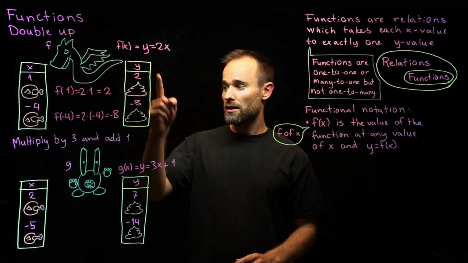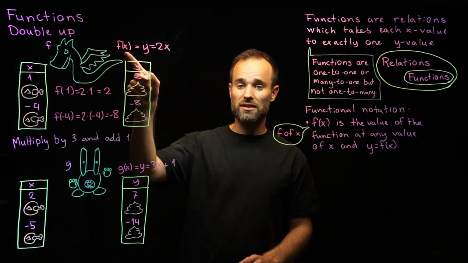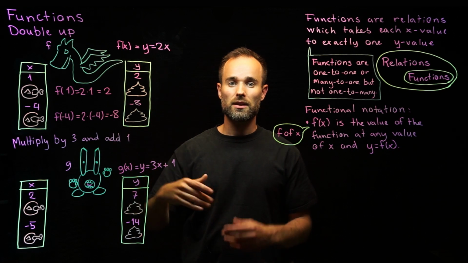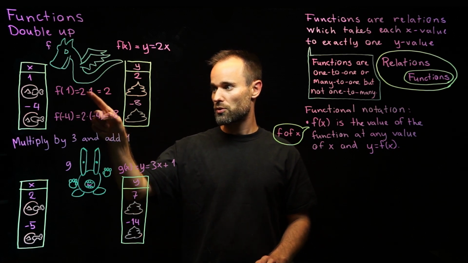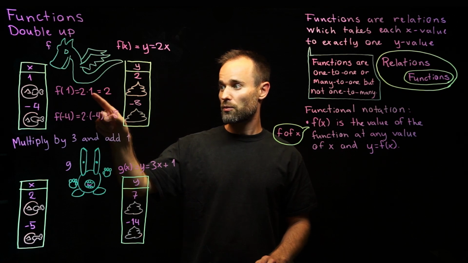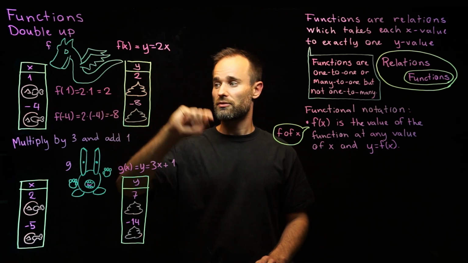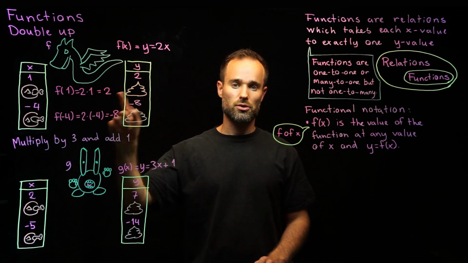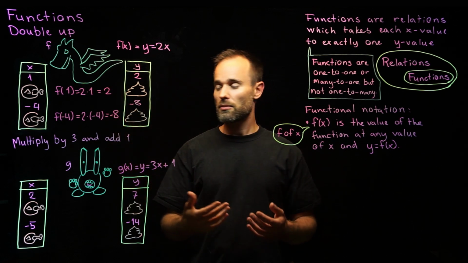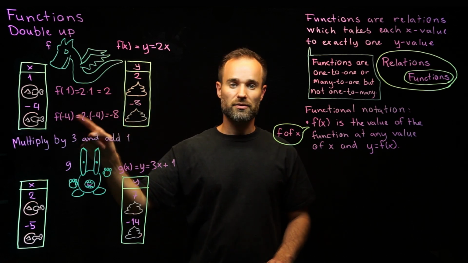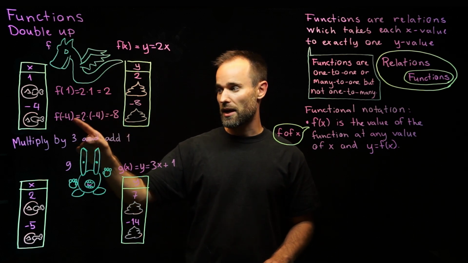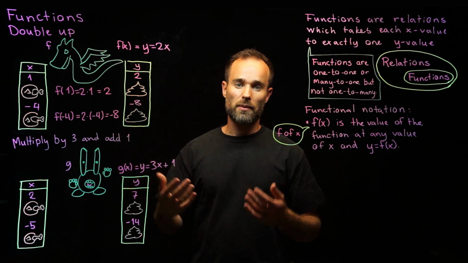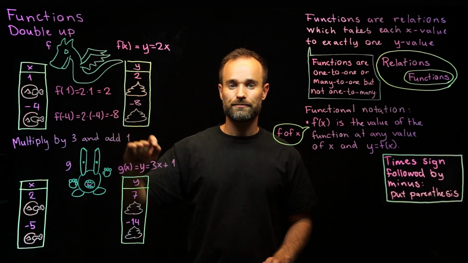Omitting the y because f of x equals y, the calculations become f of 1 equals 2 times 1, where 1 is substituted for x, equals 2. And similarly for f of minus 4. In calculating the function value at minus 4, we need to remember this parentheses.